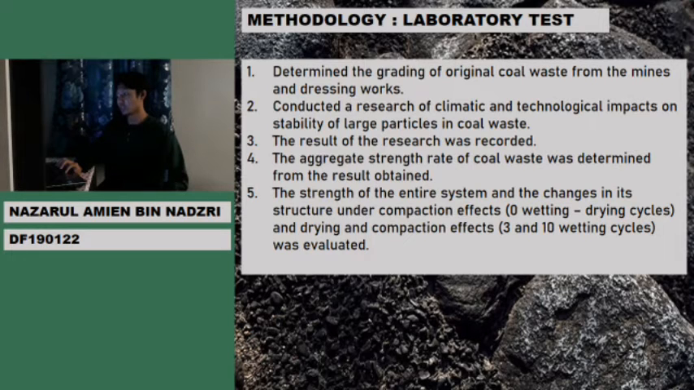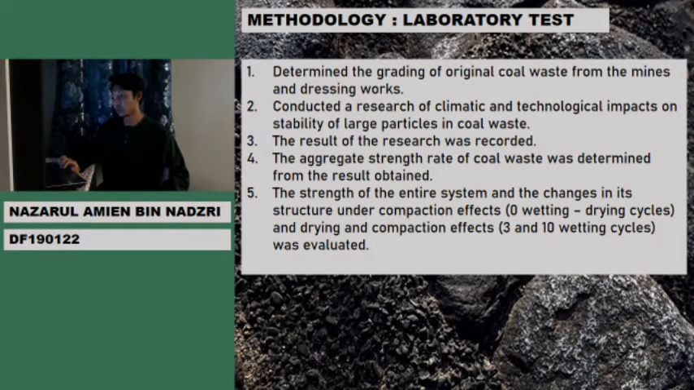First, we determine the grading of original coal waste from the mines and dressing works. Second, we conduct research on climatic and technological impacts on stability of large particles in coal waste. The climatic and technological impacts, like I've just explained, are that climatic is related to freezing and thawing and wetting and drying, while technological impacts are the impact of soil compaction during construction.